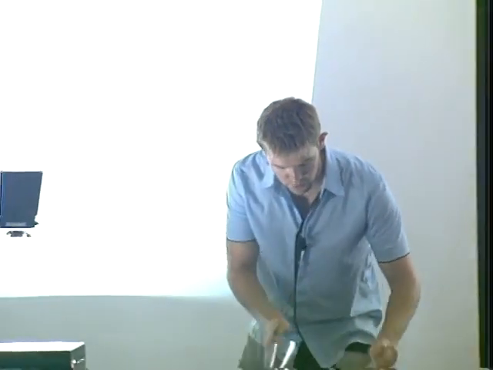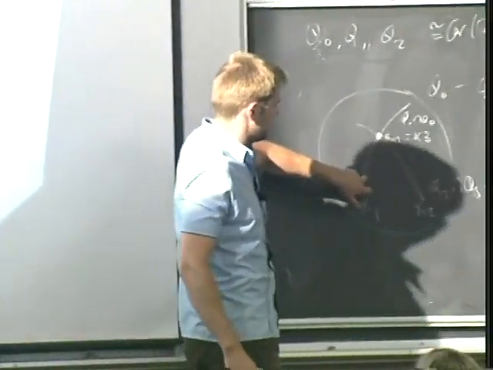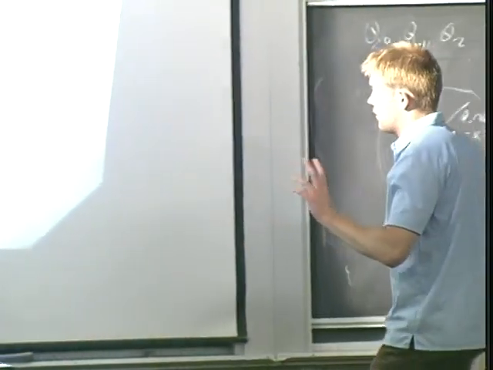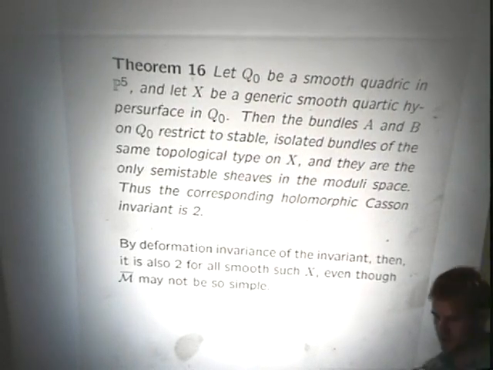And that is actually true, so you can then smooth everything and get this theorem. So this motivates the following theorem: when you smooth this union, a quadric plus a quadric, to a quartic, you find that indeed there are only two bundles on that smooth Calabi-Yau manifold. They are the two bundles coming from Q0, and the corresponding holomorphic Casson invariant is 2. Okay, sorry I had to rush that, but I wanted to give you a little example in the end. Thank you.